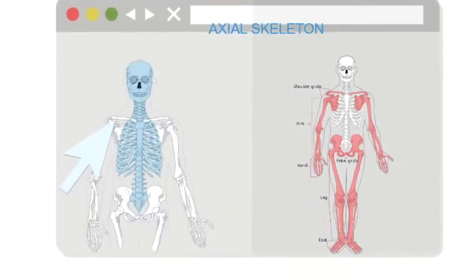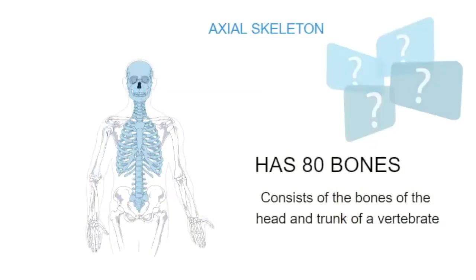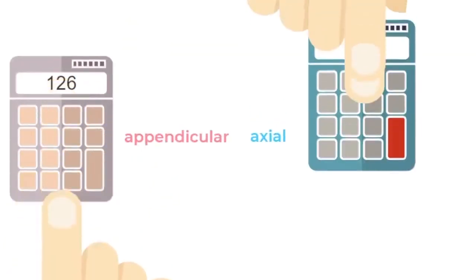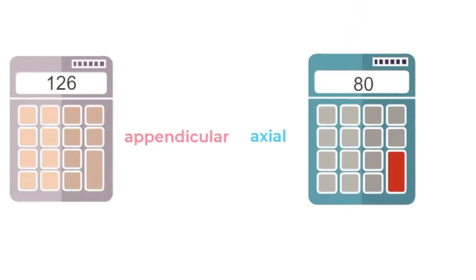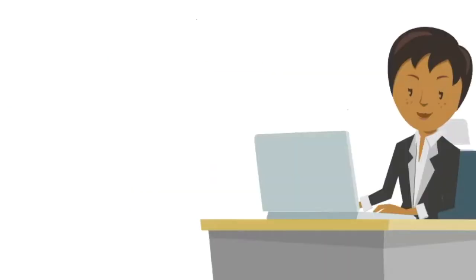Next is the axial skeleton. This skeleton has 80 bones. This consists of the head and the trunk of the vertebrae. The appendicular and axial skeleton together make up 206 bones in the human body.